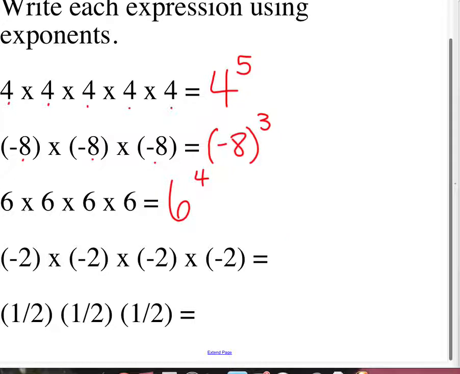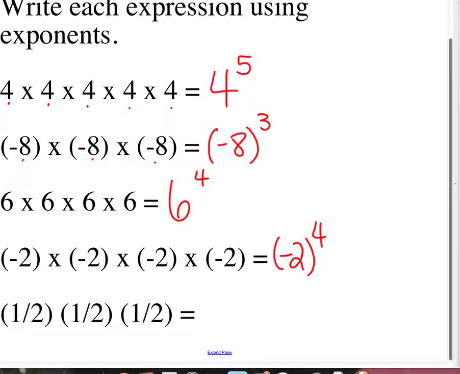Moving on down, that negative 2 is in parentheses, and there are, again, 4 of them. So it's negative 2 in parentheses to the fourth power, which is different than this answer. That would end up with different solutions. So again, watch out for those parentheses.